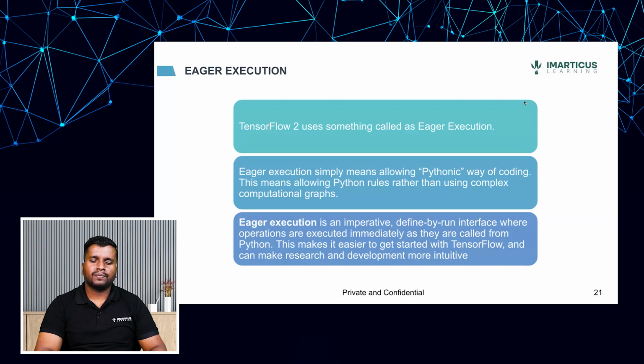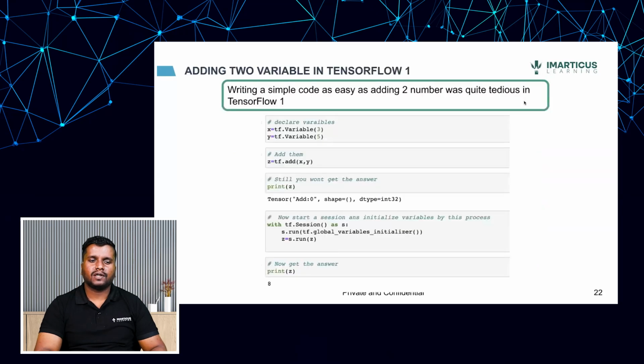Eager execution is an imperative interface where operations are executed immediately as they are called from Python. This makes it easier to get started with TensorFlow and can make research and development more intuitive. It is very efficient as it uses the Pythonic way of executing code, where operations are executed immediately as we implement them in Python. We do not have a separate interface like a compiler or interpreter, so it is much easier to implement. Writing code in TensorFlow is very easy.